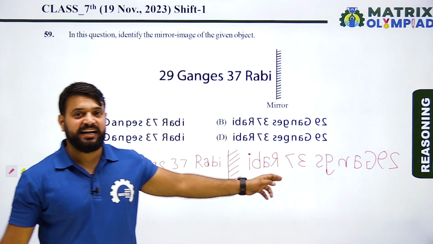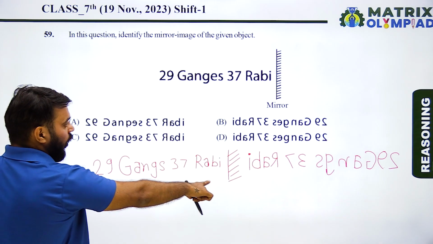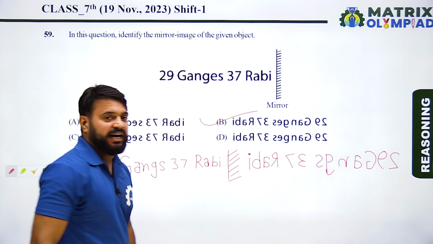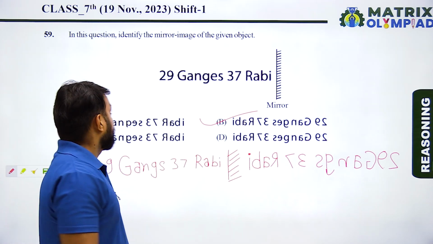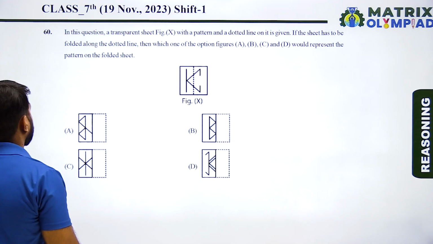So this is the correct mirror image of given combination. So here option B is the correct answer of this question. So let's move on to the next question. So next question is question number 60.